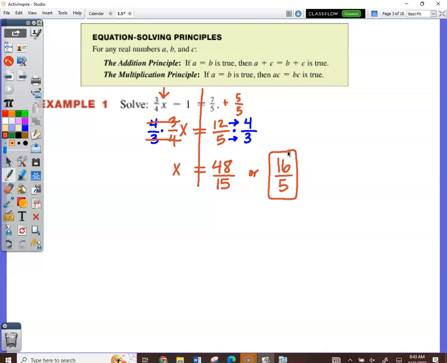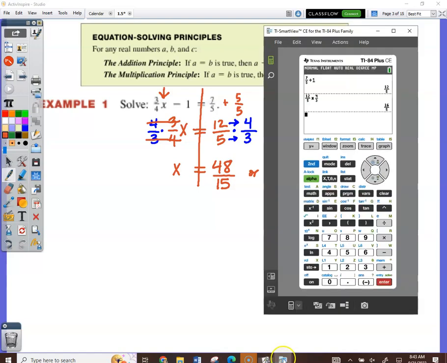If you were to go to your calculator and type the left side in, 3/4 times, oh, thank you. Let me try again. Type it in correctly.